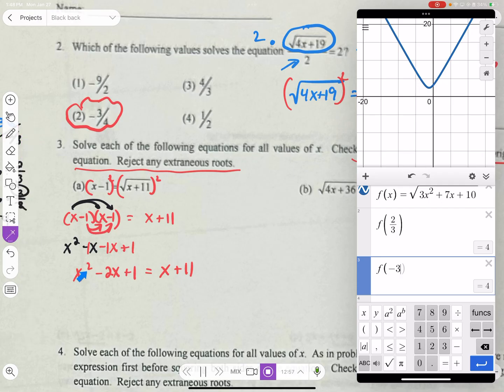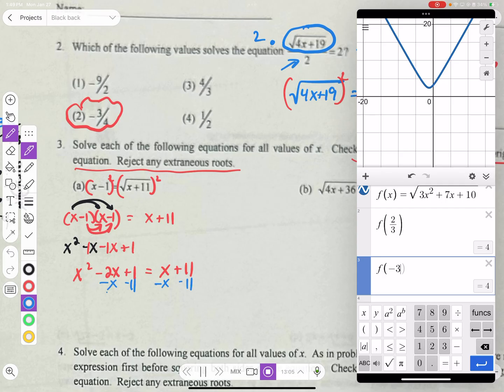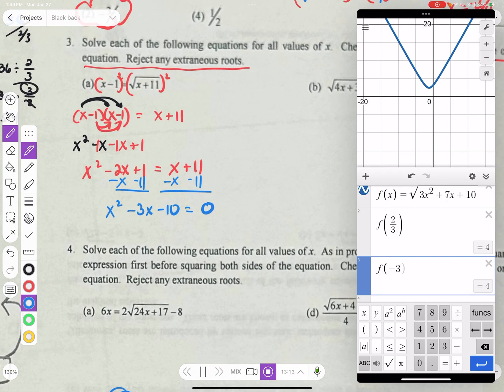All right, quadratic. So we got to get him equal to 0. So I got to move some stuff. Get rid of him. Line him up. Get rid of the 11. Line him up. X squared minus 3x minus 10, 1 minus 11 equals 0. And now I hope I can factor him and solve him.